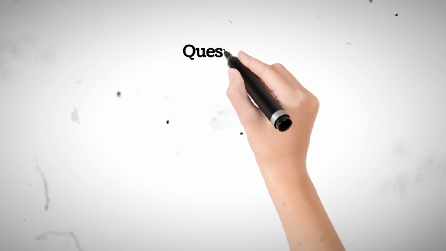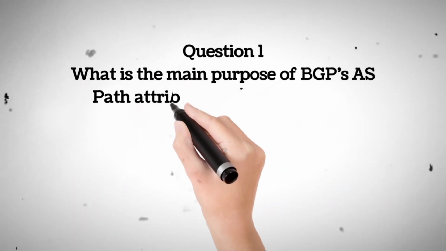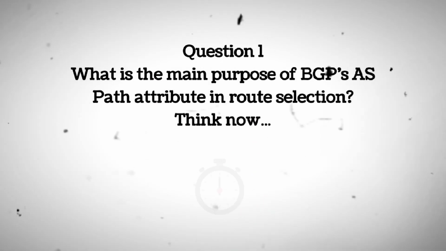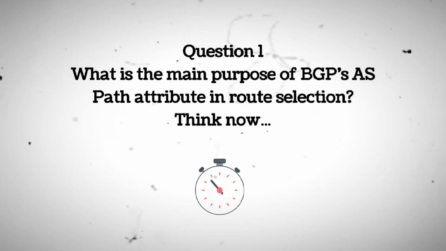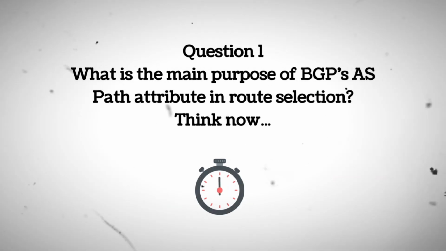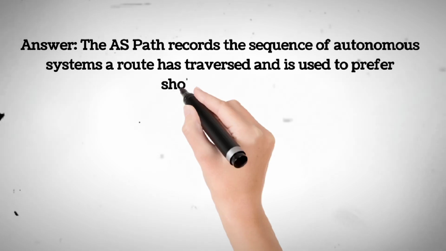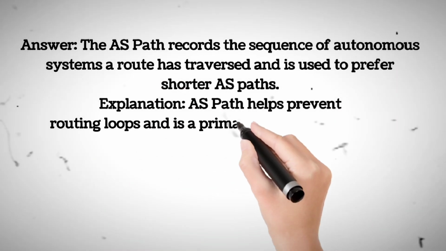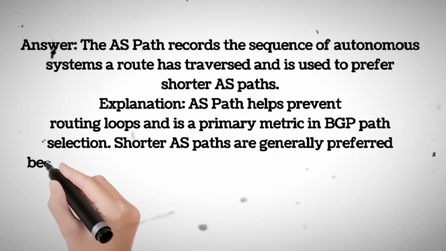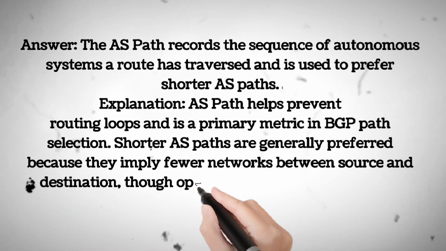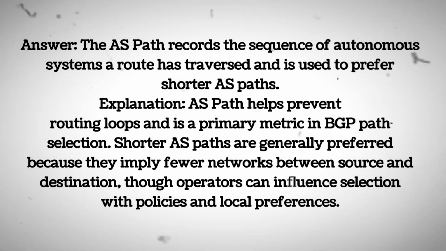Question 1. What is the main purpose of BGP's AS path attribute in route selection? Think now. Answer. The AS path records the sequence of autonomous systems a route has traversed and is used to prefer shorter AS paths. Explanation. AS path helps prevent routing loops and is a primary metric in BGP path selection. Shorter AS paths are generally preferred because they imply fewer networks between source and destination, though operators can influence selection with policies and local preferences.